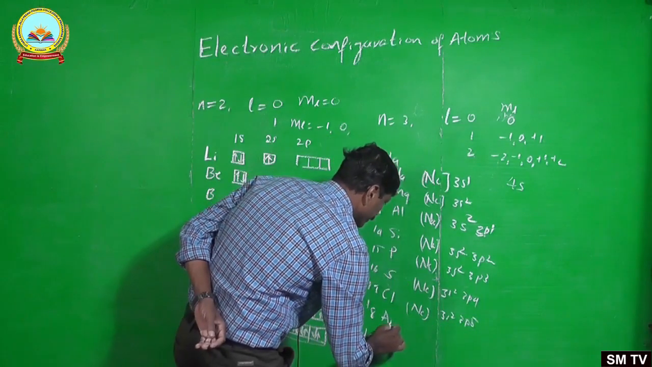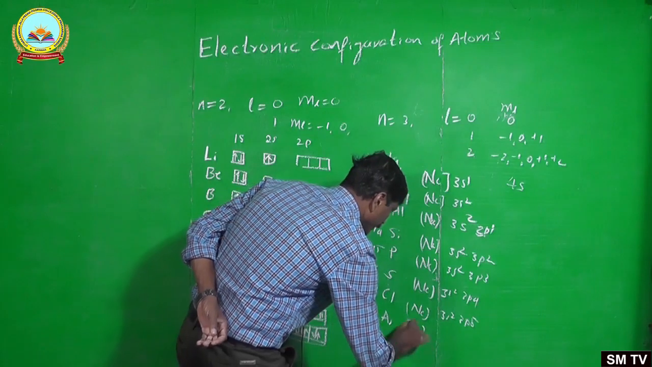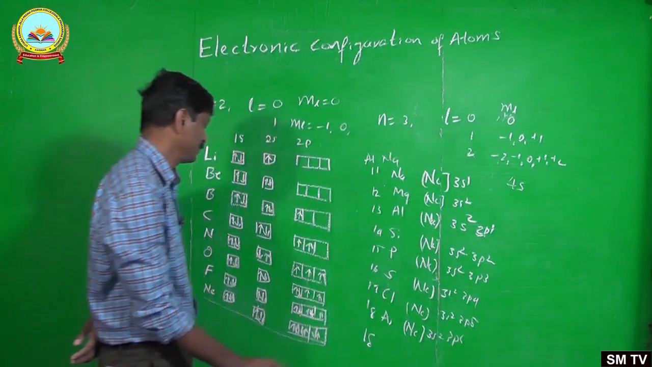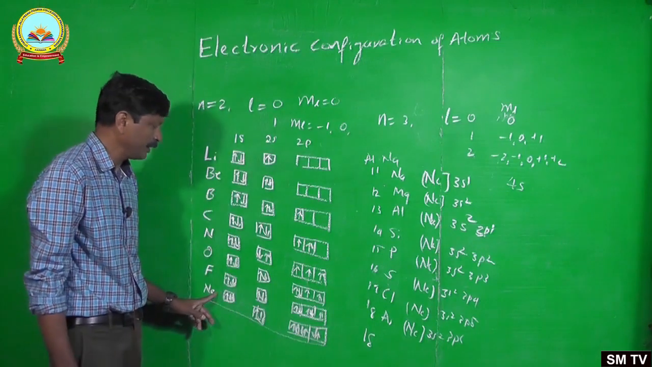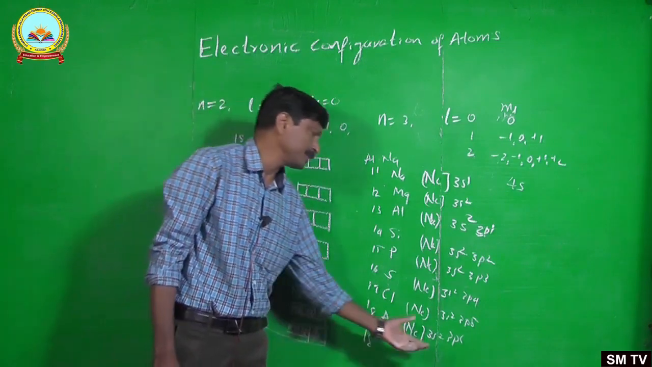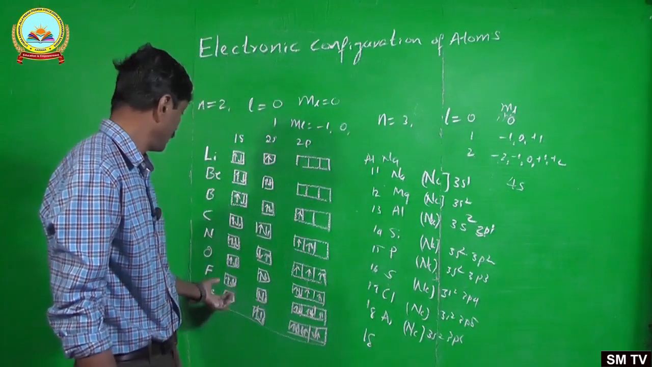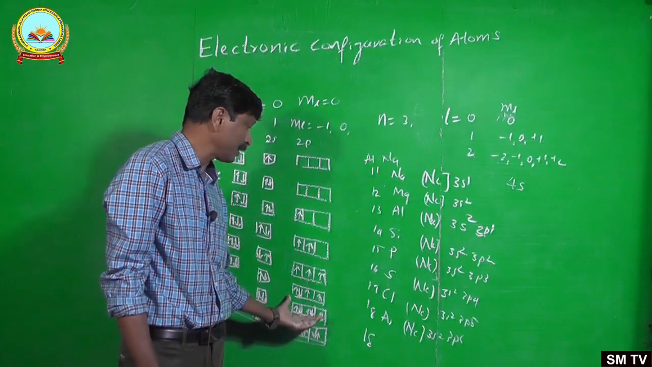Argon, what is that one? Neon configuration and 3s2, 3p6. See, this neon has also 8 electrons in the valency shell. Argon has also 8 electrons in the valency shell. And fluorine has 5 electrons in the valency shell.